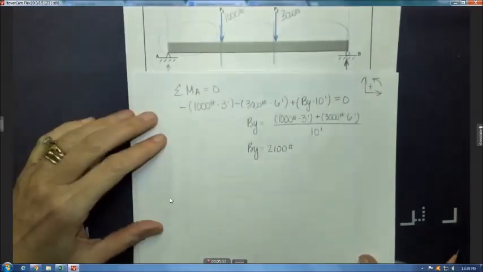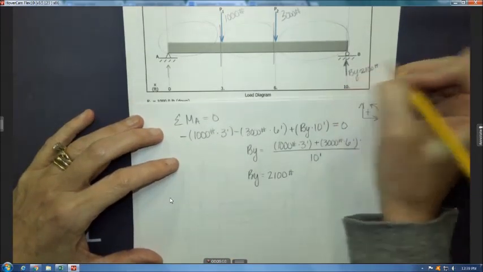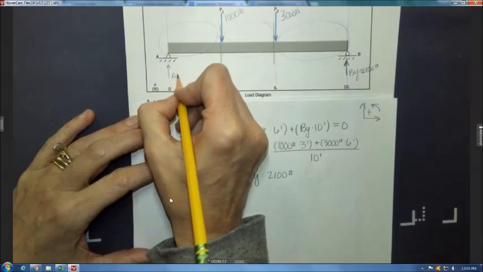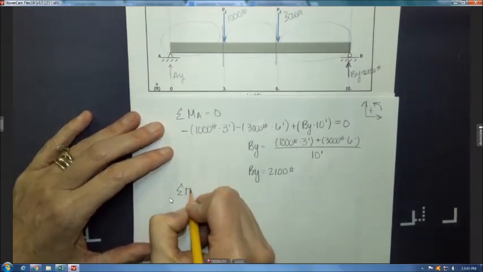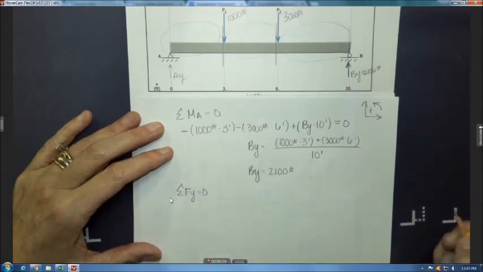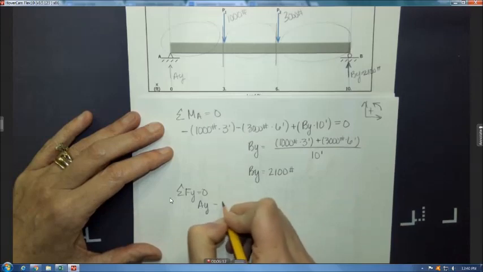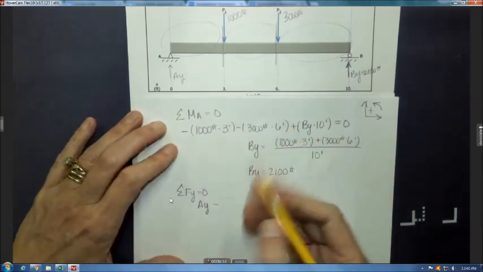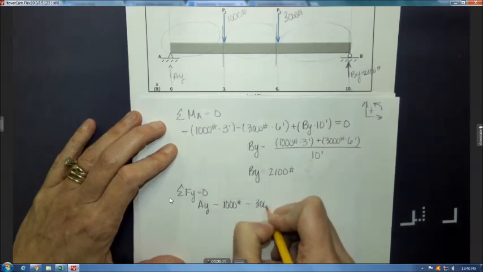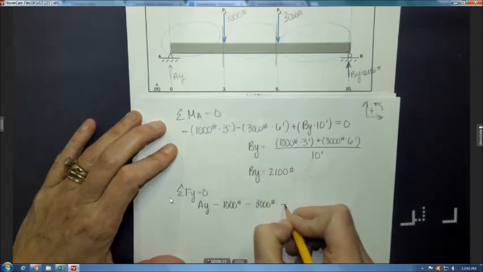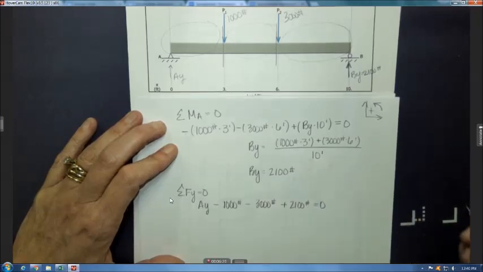Now I know that since I have BY already, and I know this to be 2,100 pounds, my only unknown here then is going to be my AY going up. So I can use my sum of the forces in the Y equals 0 equation, right? And I can say AY is going up, minus 1,000 going down, minus 3,000 going down, plus 2,100 going up at BY is equal to 0.